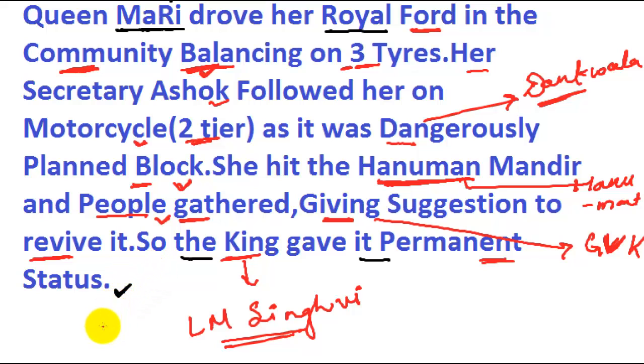Let us revise one more time. Queen Mary means Mayo, Ripon. Drove her royal Ford: Royal Commission, Montague Chelmsford, Community Development Program, Balwant Rai Mehta Committee's three-tier suggestion. Secretary Ashok followed her on motorcycle: Ashok Mehta Committee's two-tier suggestion. Dangerously planned block: Dantwala Committee's block level planning. Hanuman Mandir, Hanumant Rao, people gathered: people's participation. Giving suggestions to revive: GVK Rao Committee's suggestion to revive the PRI. And the king gave it permanent status: LM Singhvi suggested constitutional status.